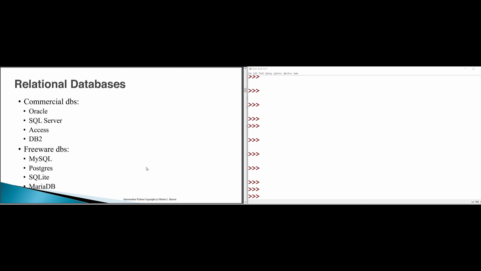Here's just a list of some commercial and freeware relational database systems. We are going to be making use of SQLite. I'm not sure how this is pronounced. Because it comes with Python, you don't have to go out and download anything and install anything in order to be able to use it.